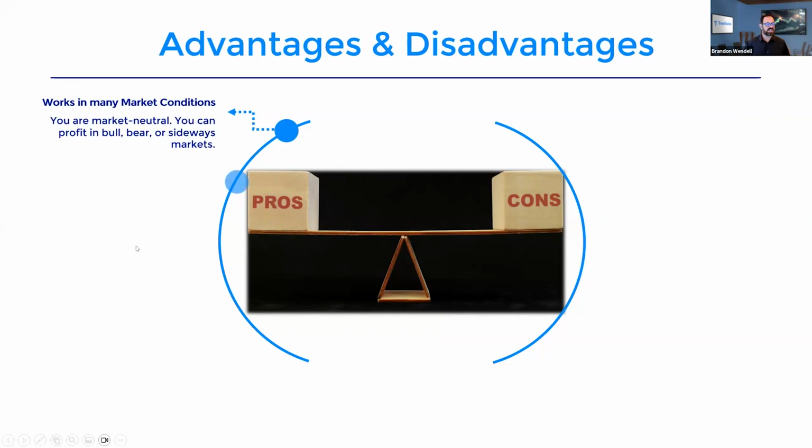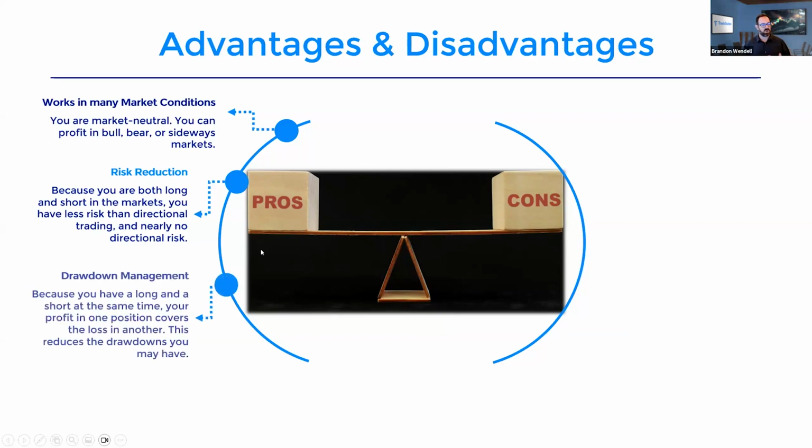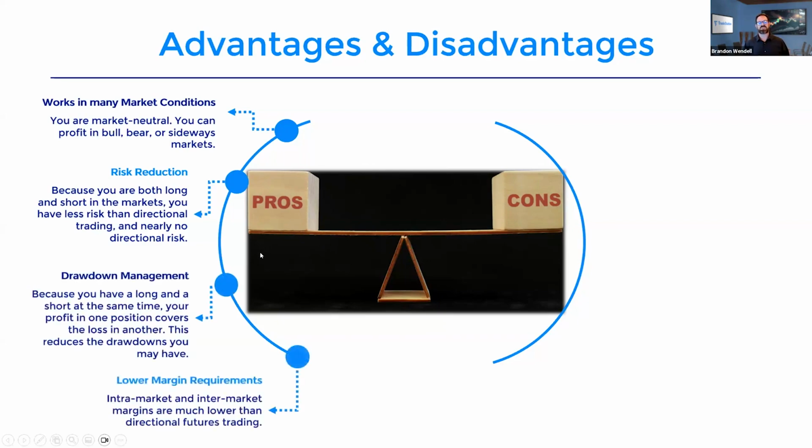The other nice thing is you reduce your risk. Because you're long and short, you're taking the directional risk out of it. If the markets collapse, but you're in an intra-market or intermarket spread, trading the NASDAQ versus the Russell, it's a matter of how fast they move in relationship to each other, not whether or not they go up or down. You're delta neutral. You also have to spend less money with the margins. And because you're long and short, typically drawdowns will be less.